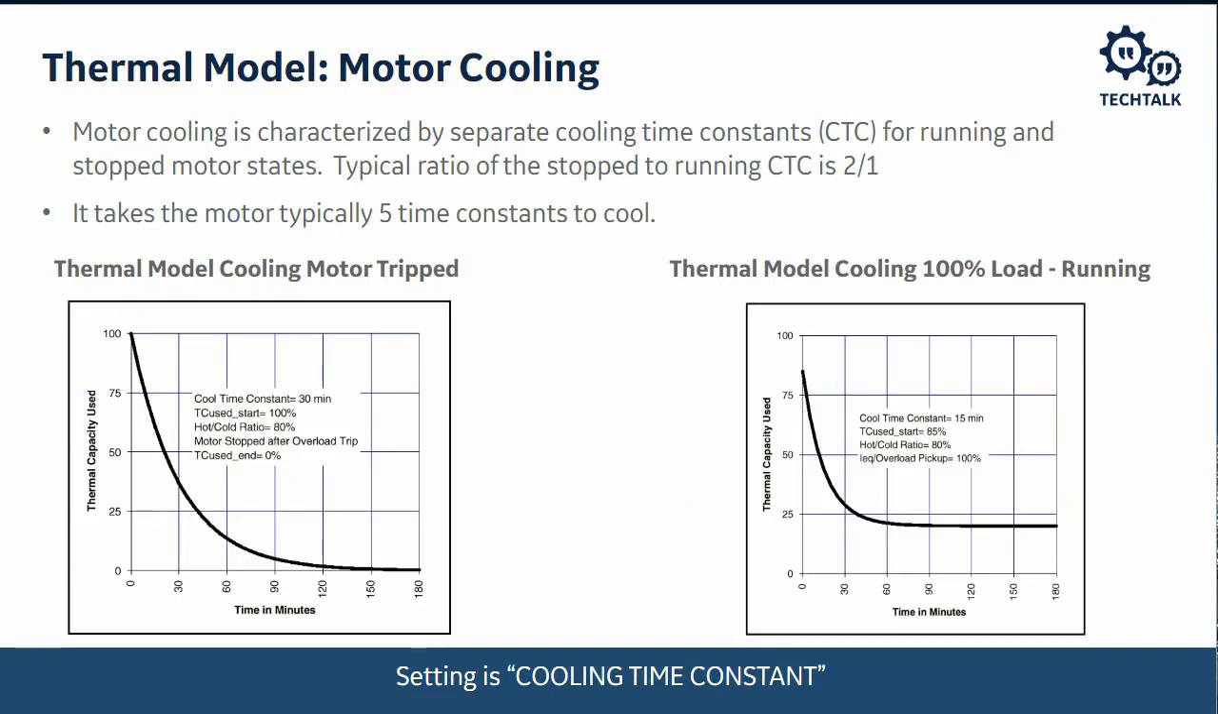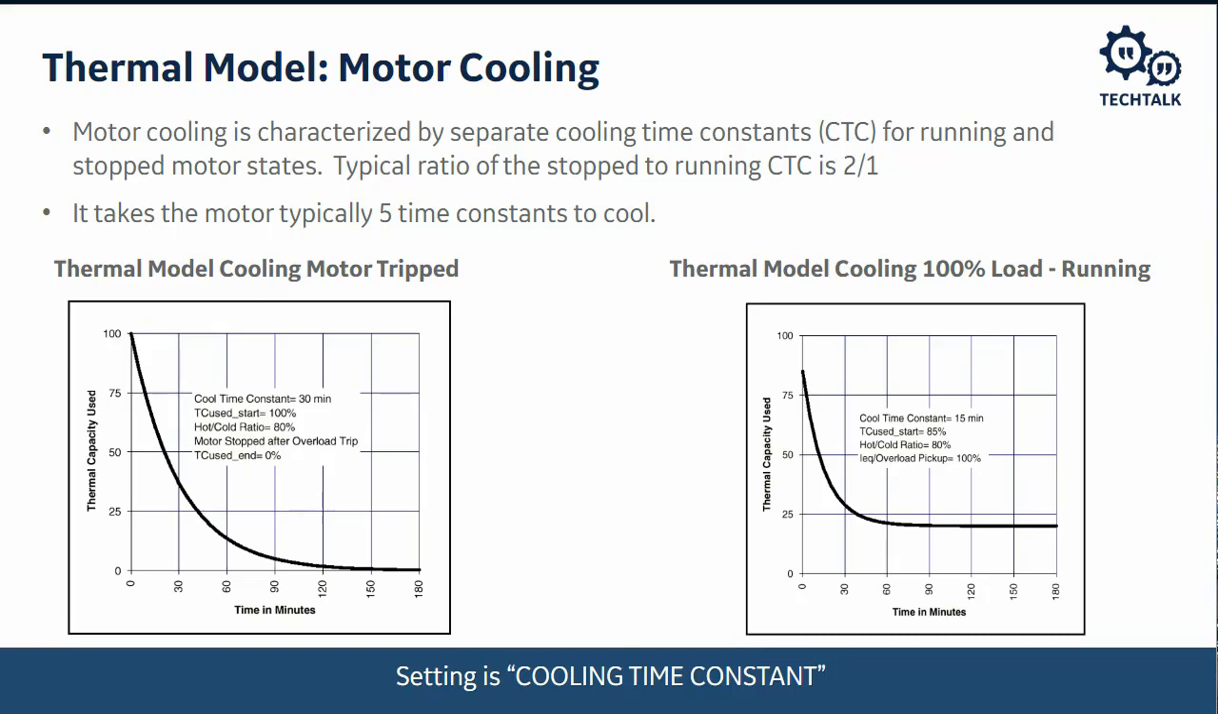So the next thing that we really need to model is the motor cooling. Now, motor cooling, as I said earlier, the setting that we'll put into the relay, the IED, is going to be cooling time constant. And cooling time constant is 1/5 of the cooling time. So if we look at the two graphs up there, one of those graphs is the thermal model when the motor is tripped, and the other one is the thermal model when it's running.